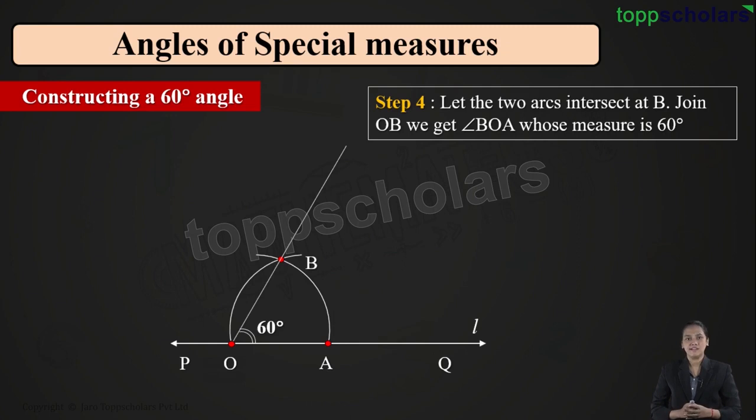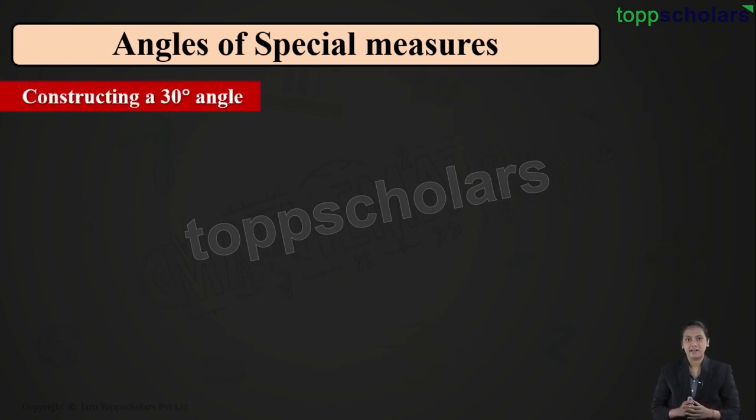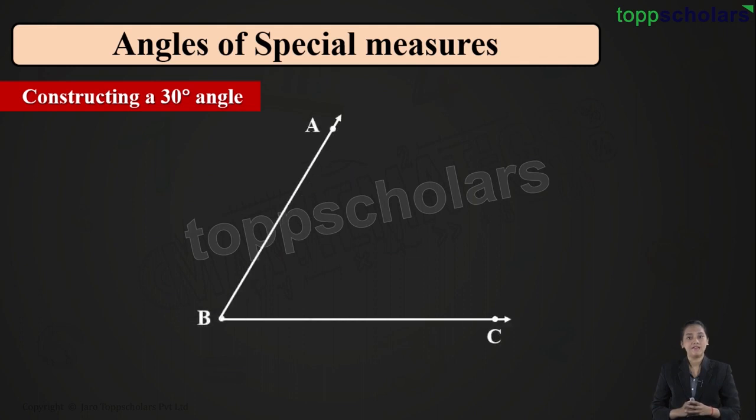Let's take another angle now. What is the next angle? Constructing an angle of 30 degree. How should we do it? It is easy. So let's see how to construct a 30 degree angle. For a 30 degree angle, I have an angle which is 60 degree. So the angle bisector is what? Which divides the angle into two equal parts.